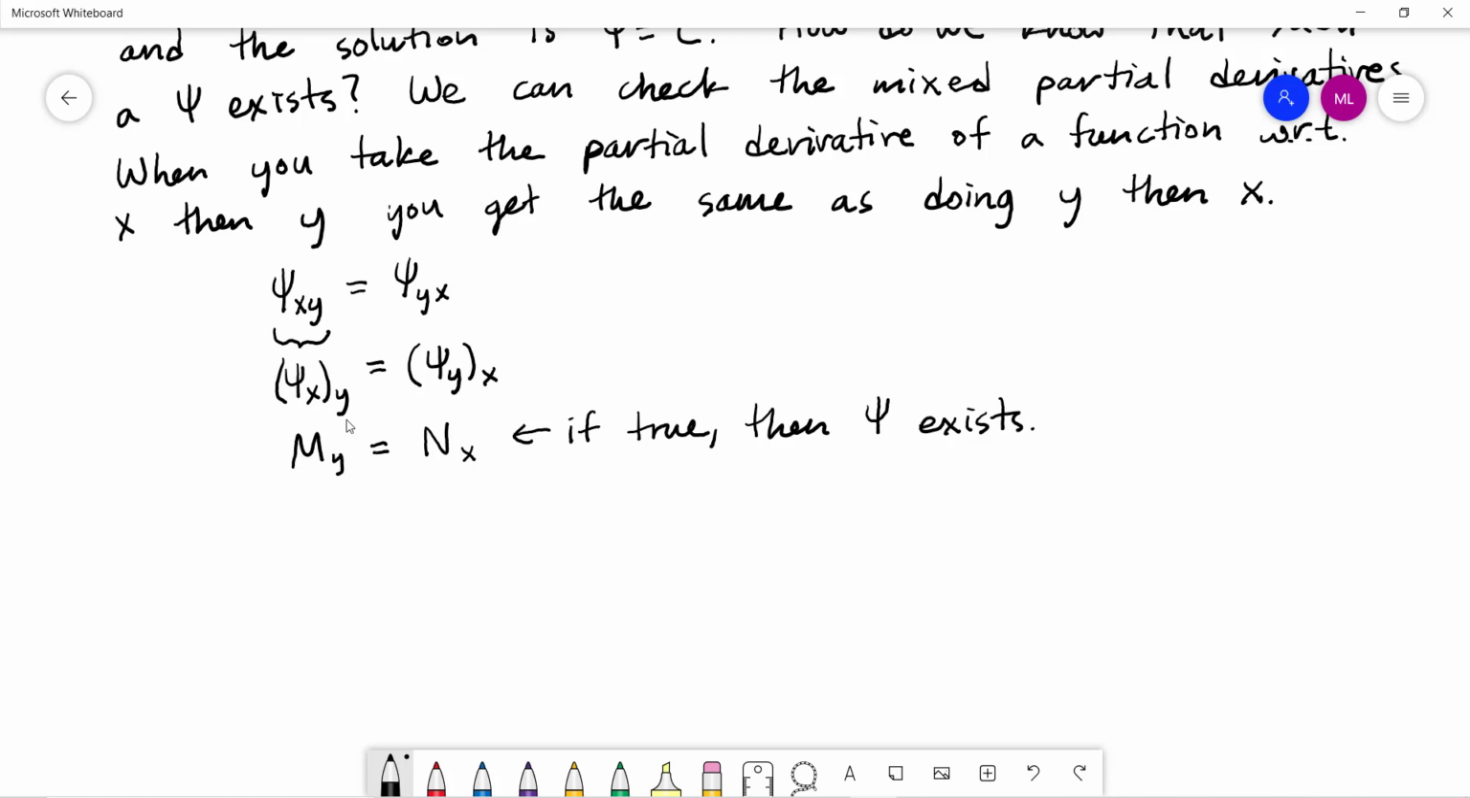So if I can check the mixed partial derivatives of the unknown function psi and they're equal, then psi must exist. But I can do that by just assuming that it exists and recognizing that psi sub x must be M, psi sub y must be N, and then checking their respective mixed derivatives. If they're equal to each other, then psi exists. And we're going to be able to find it. So this is the idea.